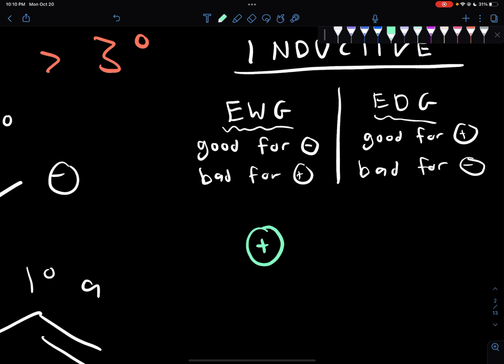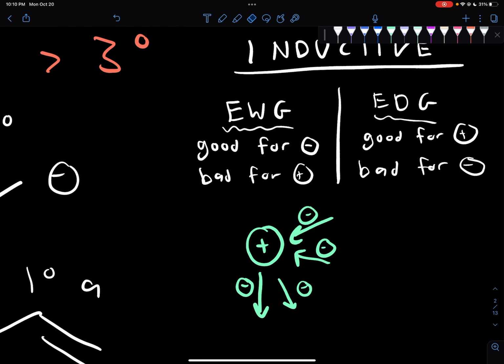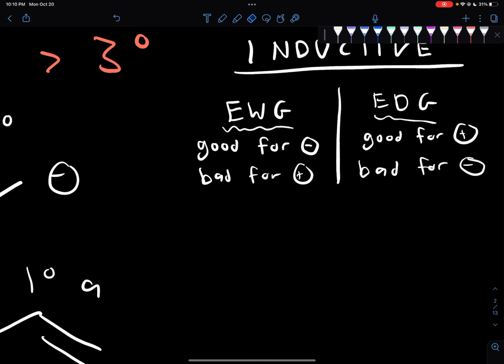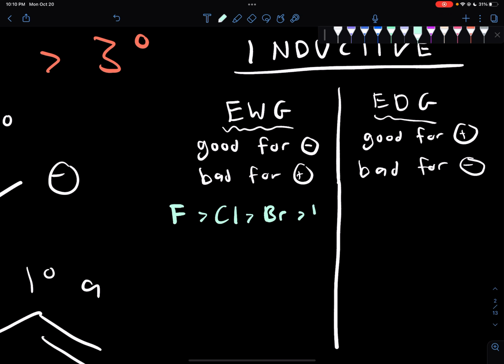If I have a positive charge and I'm donating essentially negative charges, that's neutralizing it. But if I'm withdrawing negative charges, I'm just making it more positive. So I'm localizing a certain charge in one area. That's why this exists. Now, some common electron withdrawing groups will be fluorine, chlorine, bromine, and iodine.